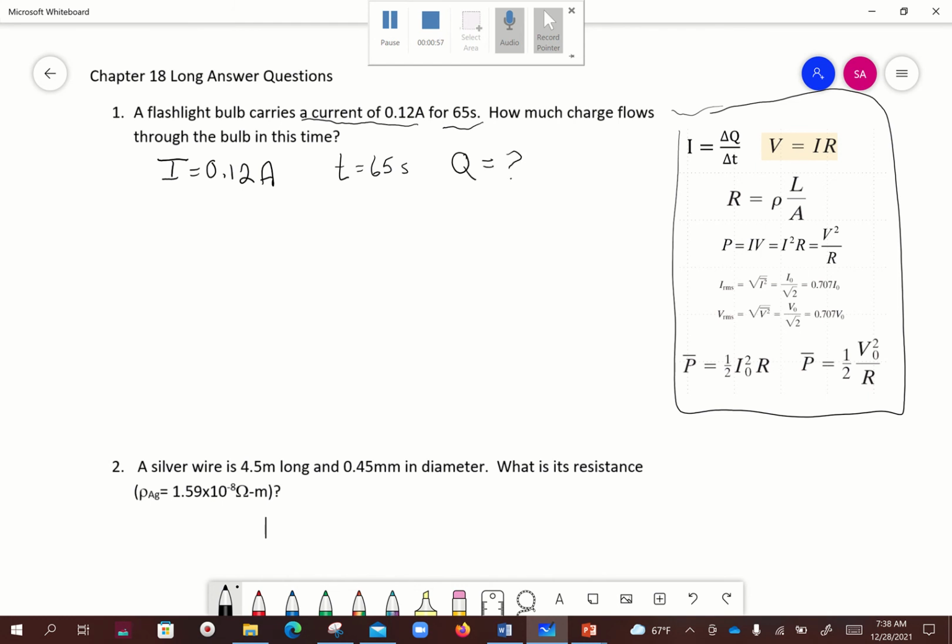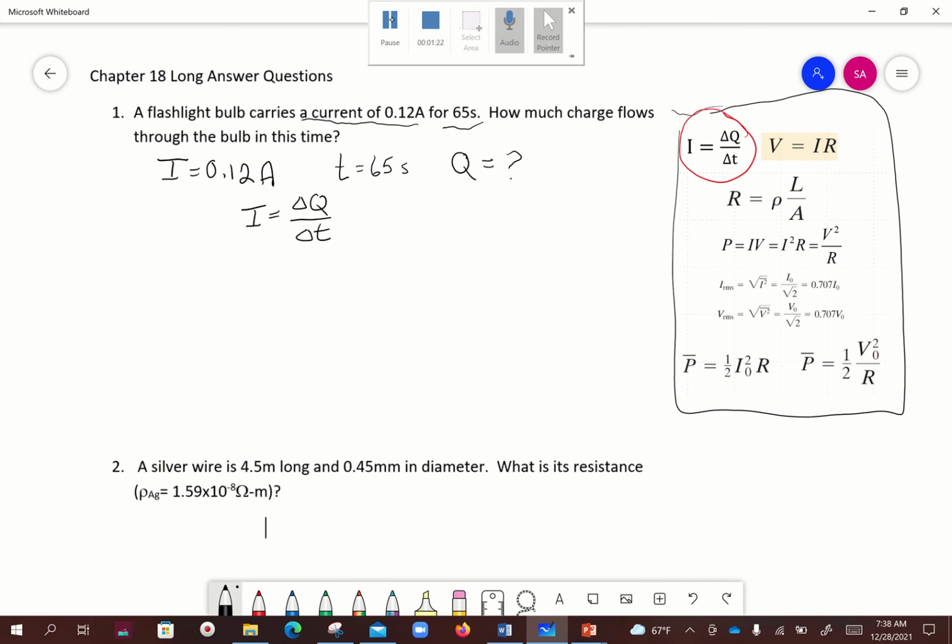Next thing we need to do is organize. So figure out what equation we need. So we want an equation that's got Q in it, and if we look at our equations over here on the right, you can see there's only one equation that's got Q in it. That's that first equation there. So current I is equal to delta Q over delta T.